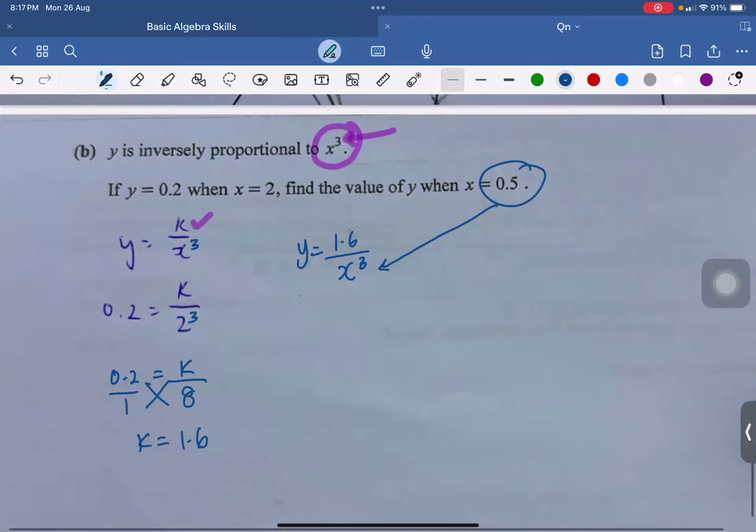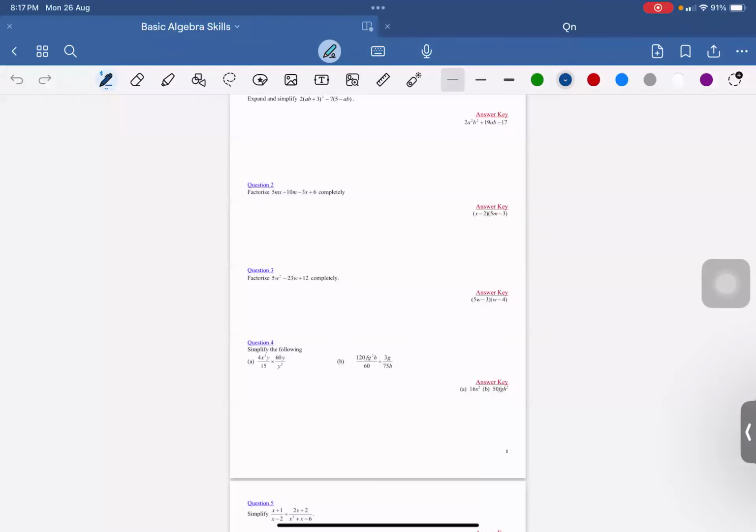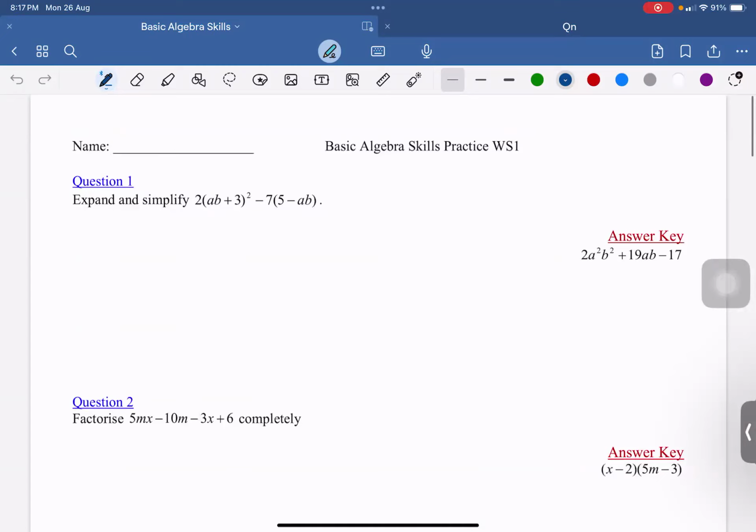Okay, any more questions from your different papers? If not, then I'm going to go through algebra skills already. Is it okay? Lynn, you don't have Google Classroom, but just now I sent it to the math chat group already. You have? Okay, then I'm going to begin with this.